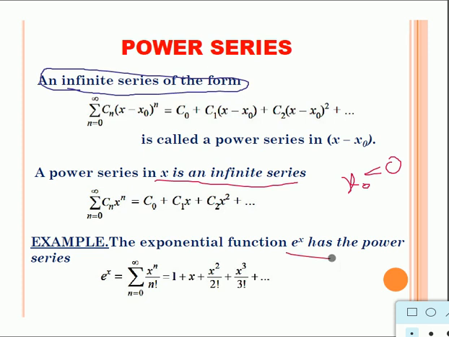So this function e power x can be written as, of course, this is the summation symbol, sigma n goes from 0 to infinity, x power n by n factorial. So this can be written as, first term is 1, so that means c0 will be 1, second term will be c1 x, so again c1 will be 1 only, then it will be c2 x square, then c2 term will be 1 by 2 factorial, then c3 x cube, that is 1 by 3 factorial.